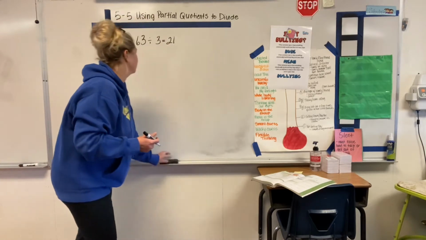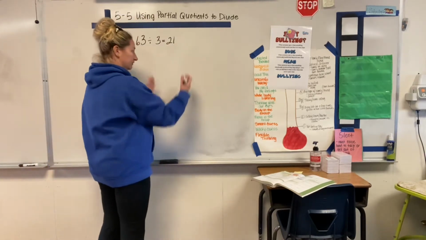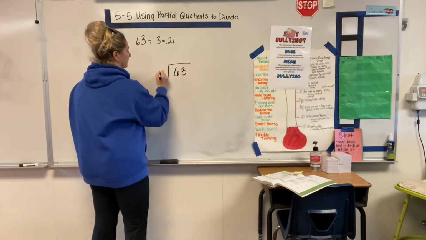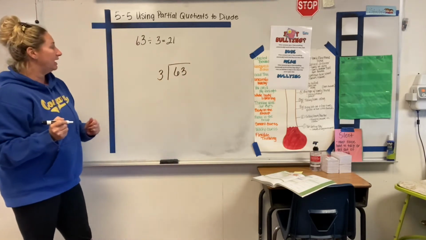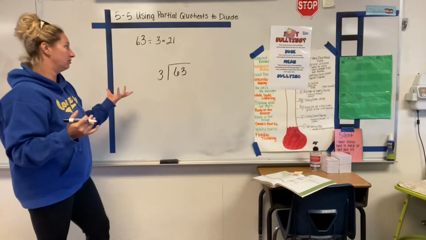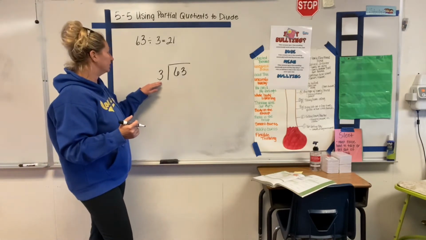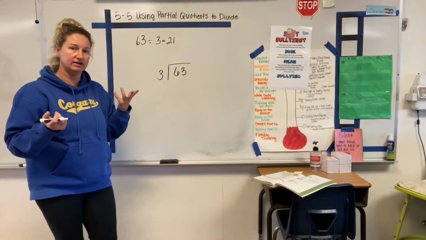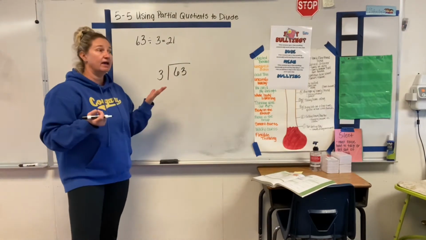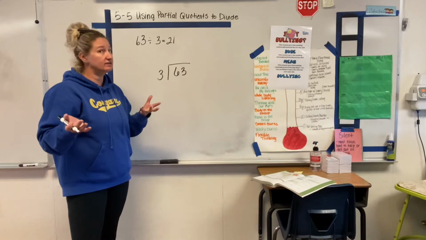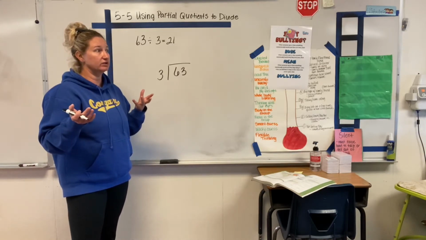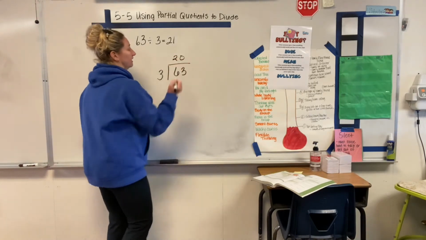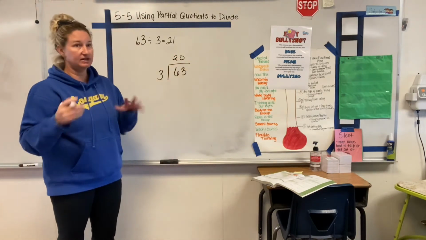Okay, I'm going to use the same problem. I'm going to write it vertically. So 63 divided by 3. Okay, and let's say I know that I can do in my head 3 times 10 is 30. Okay, so I know it goes in 10 times. And 30 and 30 is 60. All right, so I know it can go in 20 times. So maybe I write 20 up here the first time instead of 10 and then 10.